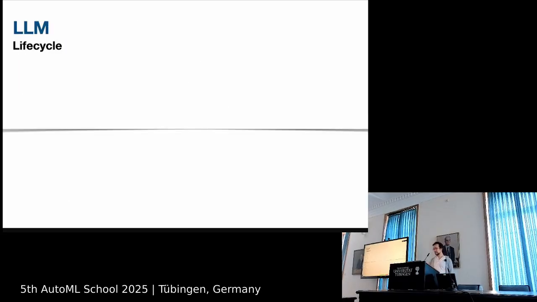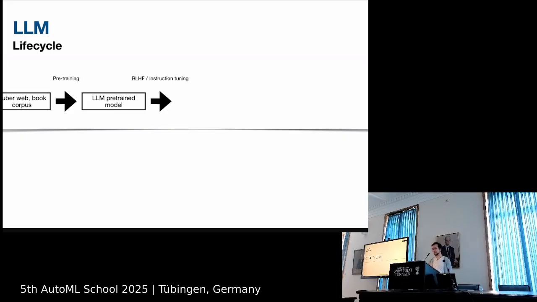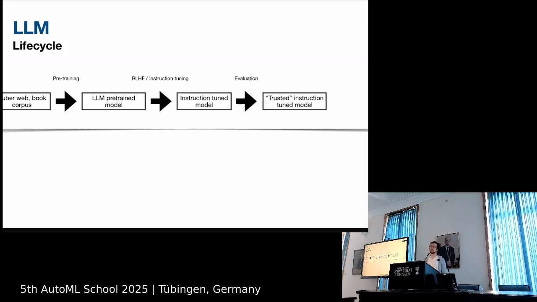Just so that we are on the same page, to build an LLM like Gemini or Llama 3, there is a whole life cycle. It really starts by gathering a huge corpus. Then there is pre-training, and you get a pre-trained model. Then you do what is sometimes called post-training: fine-tuning, RLHF, instruction tuning, and you get a model that you can talk to. And then you obviously want to evaluate it.